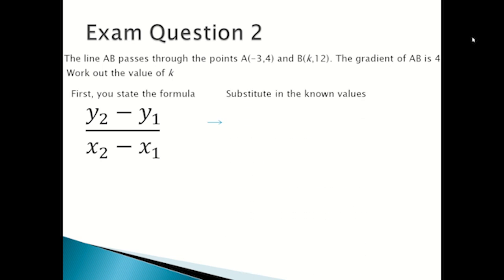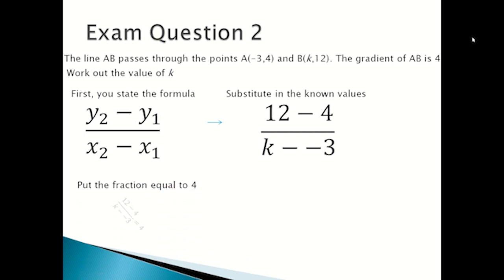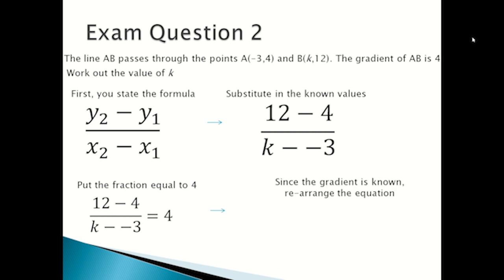Then you substitute in the known values, so it will be 12 minus 4 over k minus -3. Next, you put the fraction equal to 4, which would be 12 minus 4 over k minus -3 is equal to 4. That 4 is your gradient. Then since you already know the gradient, you can rearrange the equation to get 8 over 4 is equal to k plus 3, and the k plus 3 came from k minus -3 because two negatives equal a positive.